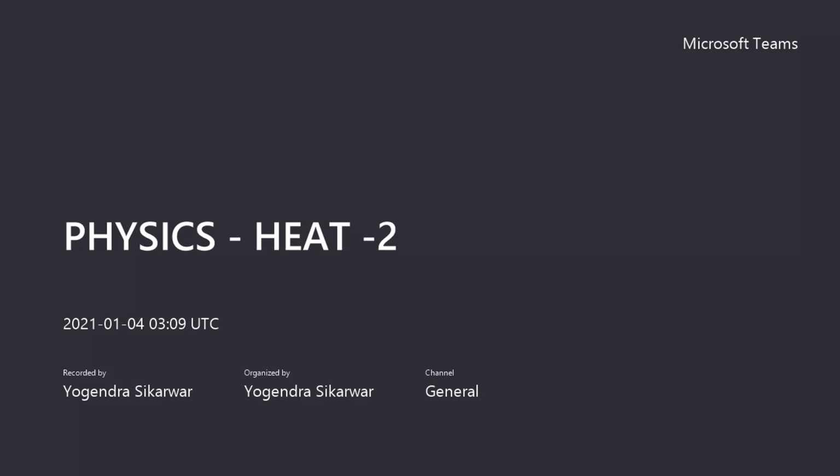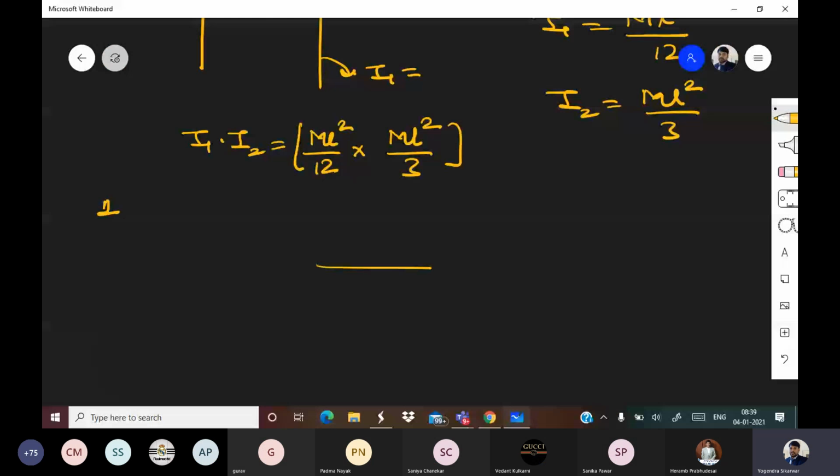A mass is rotating on a circular path of radius R. So this is R and this is M. And it is rotating with angular speed of omega naught. Let's say omega naught is 44.